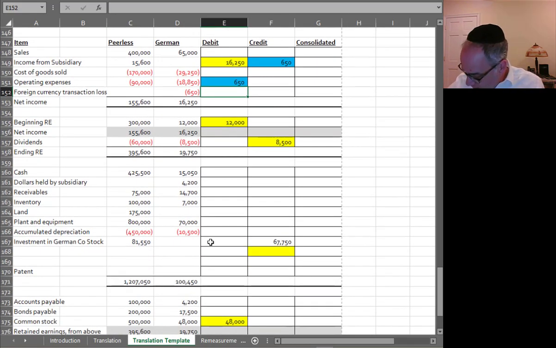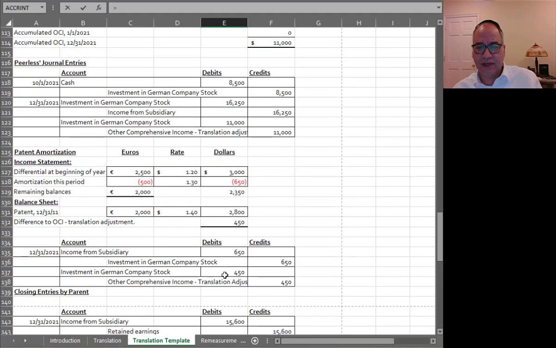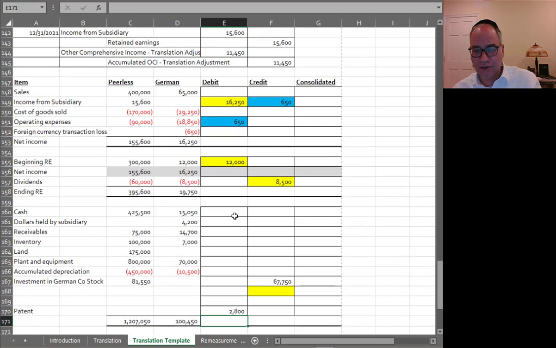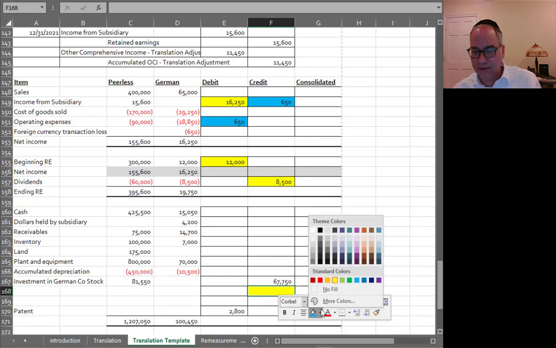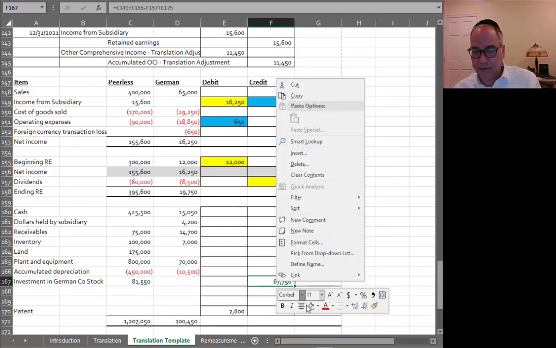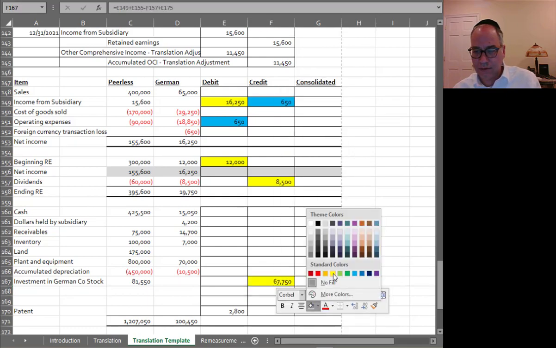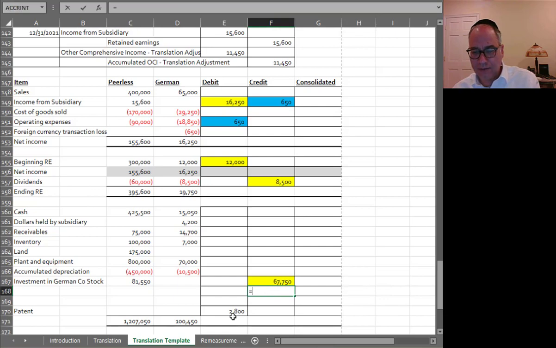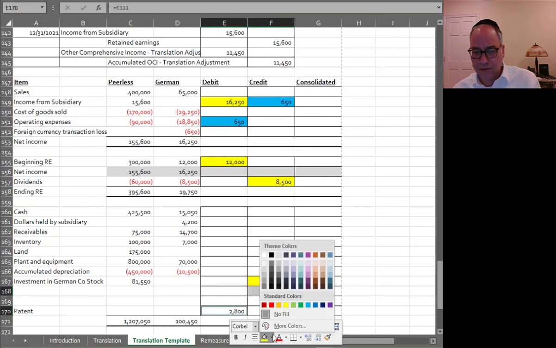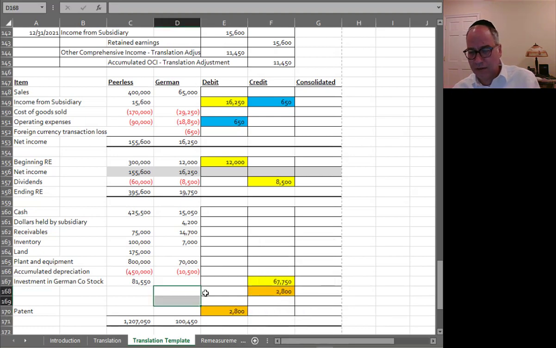Next, down here, I've got to record this patent. The patent is worth, we said, in US dollars, $2,800. So I'm going to debit patent for $2,800 and credit investment in German company stock for $2,800. Like so.